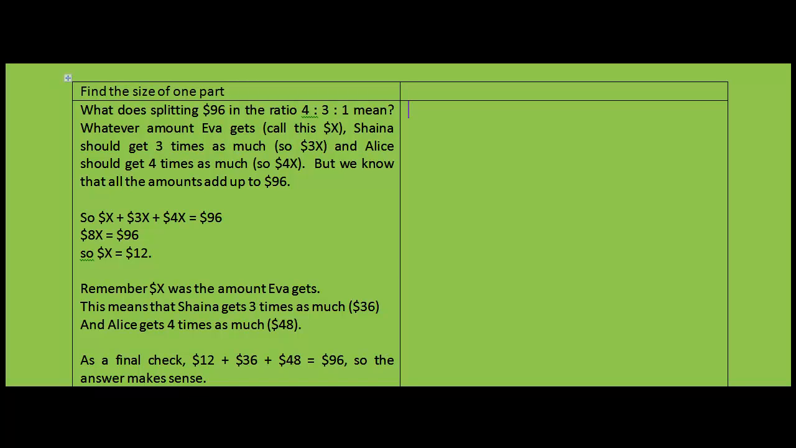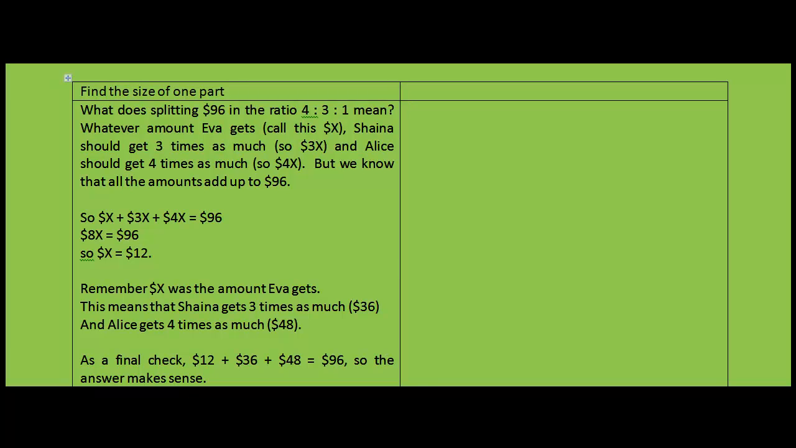Now, from your work on algebra, we know that x plus 3x plus 4x is 8x. So 8x should equal $96. If we divide both sides by 8, we'll find that x is equal to $12. Do you remember what x was? X was the amount that Eva gets. So x is $12. That means Eva is getting $12 out of the $96.